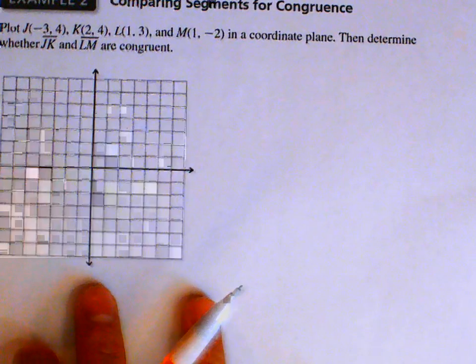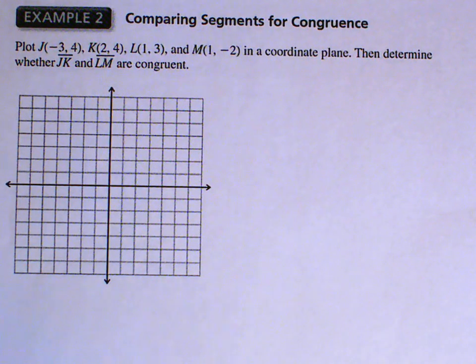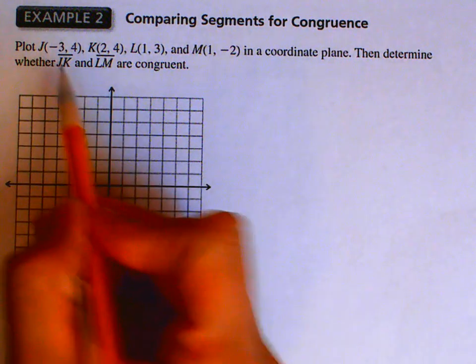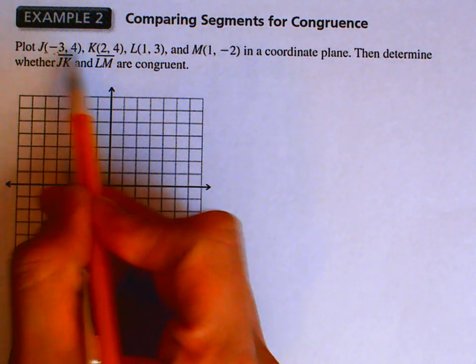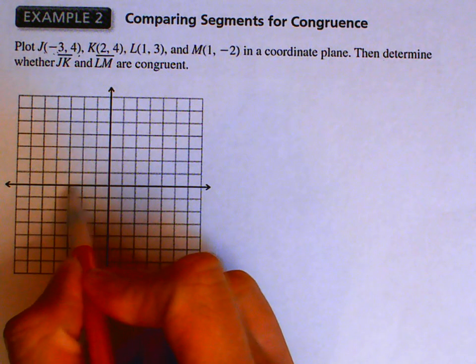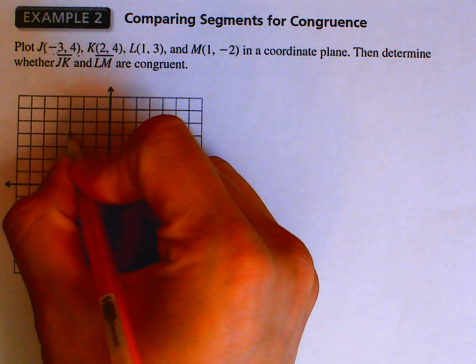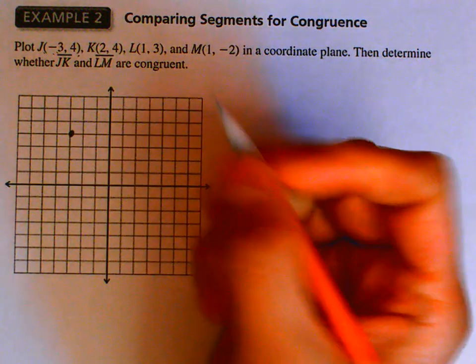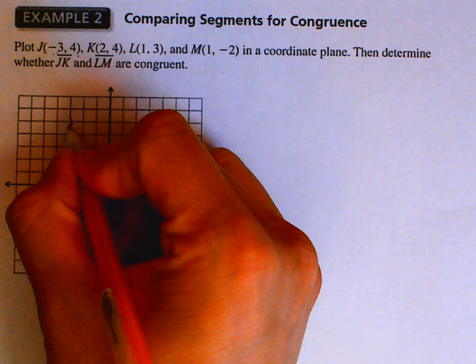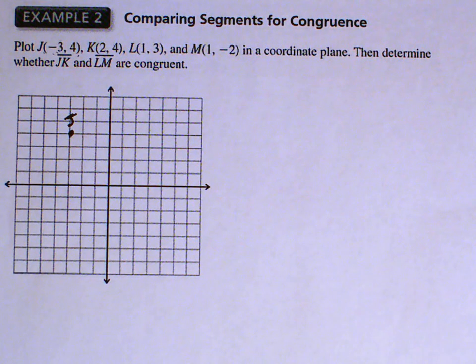Example number 2. Now this is in the graph. Do you need to write down the points? No, you do have to plot them though. First thing we're going to do is plot them. The first is J, (-3, 4). So here it's 0, 1, 2, 3, and up 1, 2, 3, 4. That is where my J is. When you guys are graphing, don't just put the points. Actually put the point and the letter assigned to that point, J.